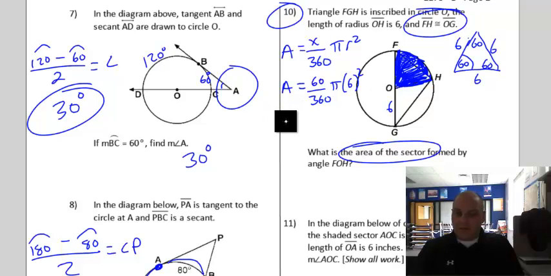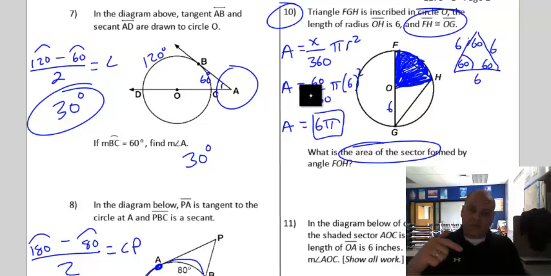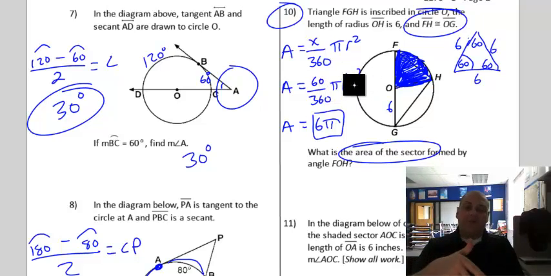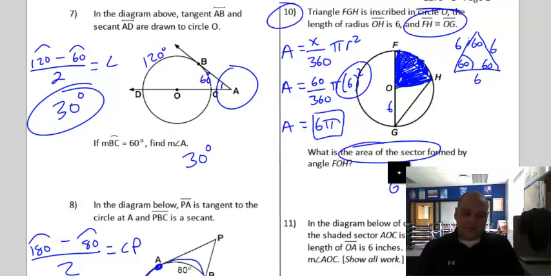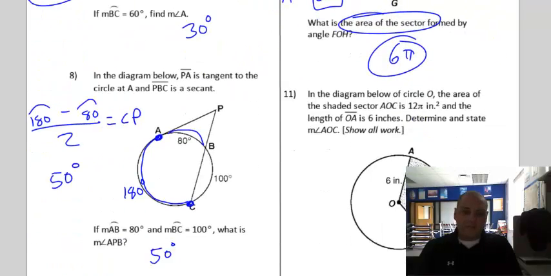Multiply that out, and my area comes out to be 6 pi. Again, I don't type the pi in. Type in everything. 60 over 360, you can reduce that, and then times 36. This is 36. Leave the pi alone, and you end up getting 6 pi. All right, so 6 pi will be the area of this sector.